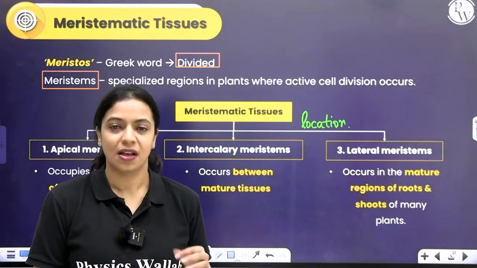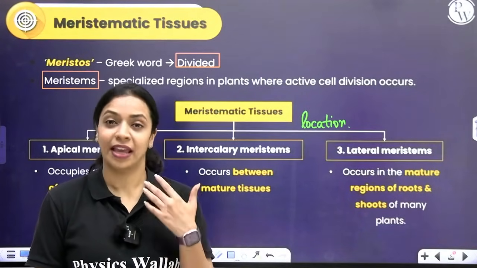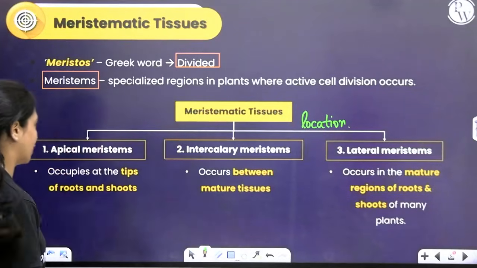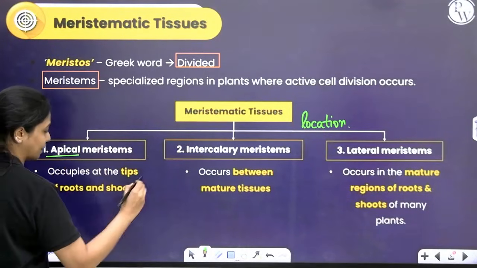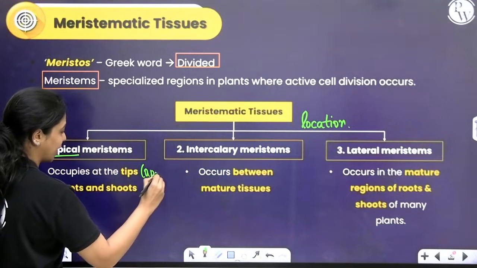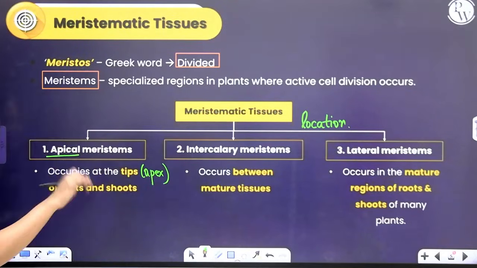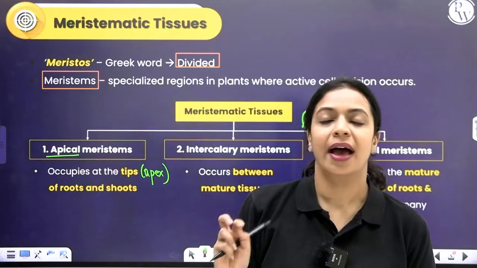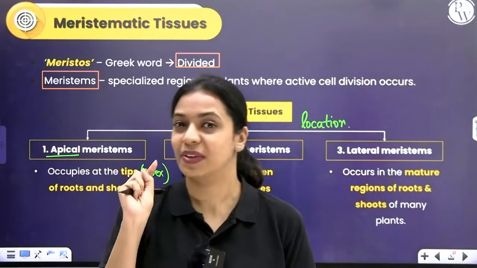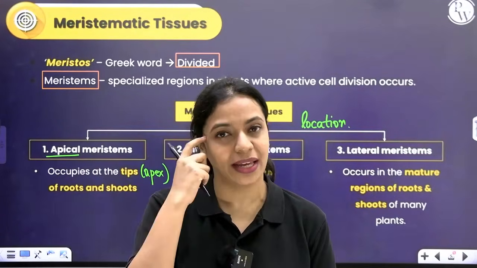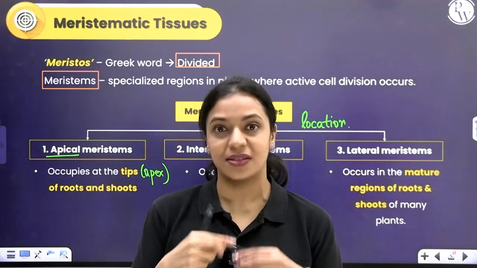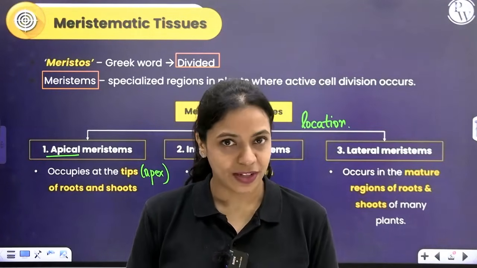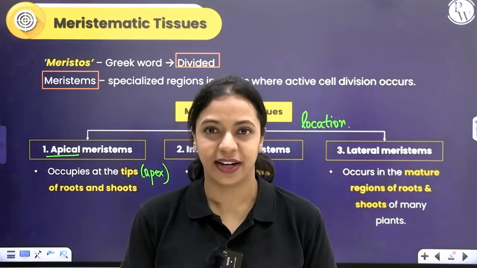Apical meristems are usually found at the apices of plants. Apical means what? Apex. Apex means what? Tip. Right? Tip is also called the apex. So apical meristem is generally found at the tip of the stem or the shoot and the tip of the root. Remember when we studied about the different regions of root in morphology of flowering plants, I told you there is a region called region of meristematic activity. Cells are actively dividing there.